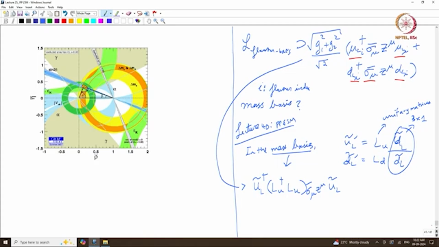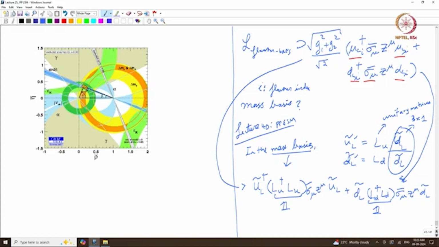Okay. Now, what is this? That says unity, right. And similarly, what will I have here? What is this term? Once again, I would rotate it such that I have an L_D dagger, L_D, sigma-bar Z_mu, D_L, and what is this again? That is also unity.